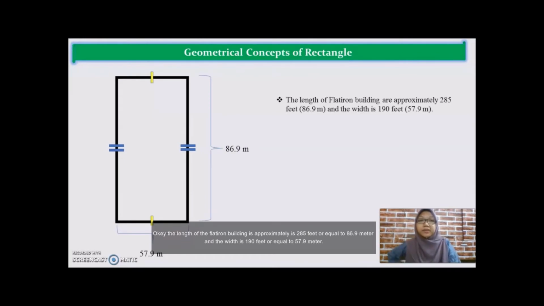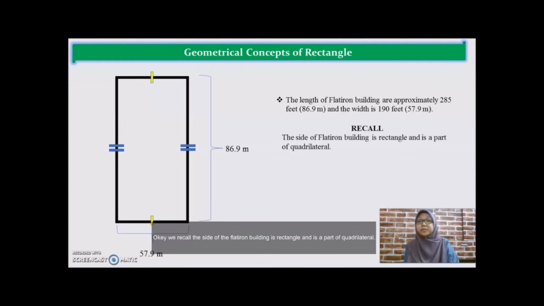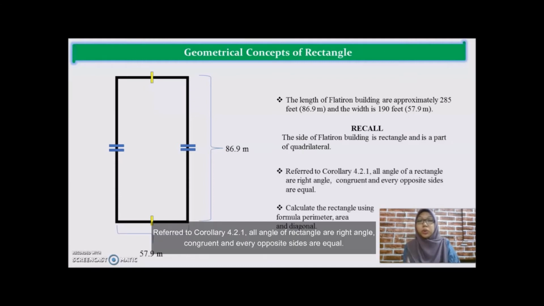The length of the Flatiron building is approximately 285 feet, or 86.9 meters, and the width is 190 feet, or 57.9 meters. We recall the side of the Flatiron building is a rectangle and is a part of quadrilateral. Refer to corollary 4.2.1: all angles of a rectangle are right angles, congruent, and every opposite side is equal.